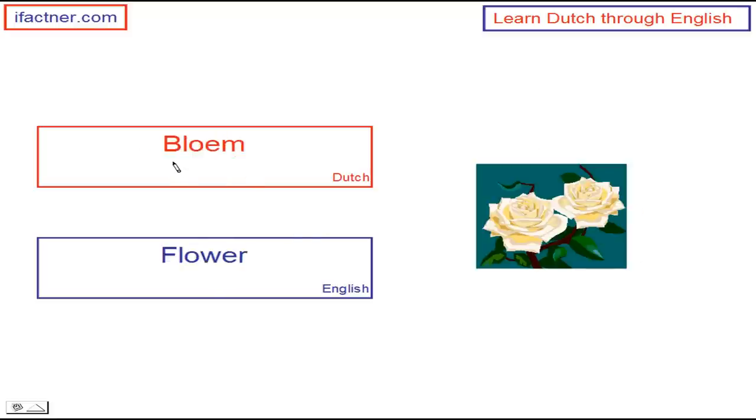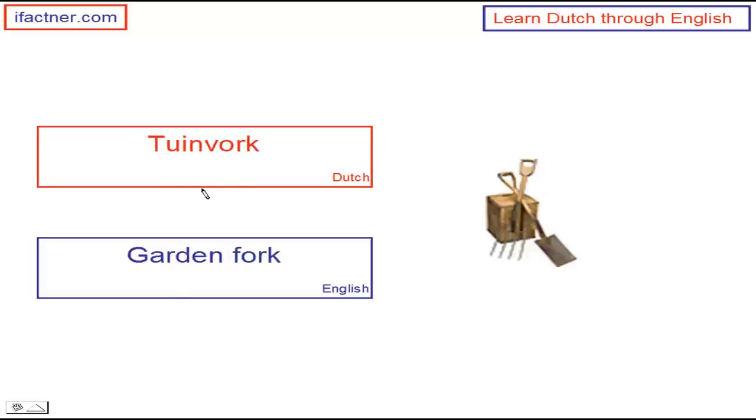Flower is bloem. B-L-O-E-M, bloem. Garden fork, tuinvork. The V is pronounced as F. T-U-I-N, tuin, F-O-R-K, vork, tuinvork.